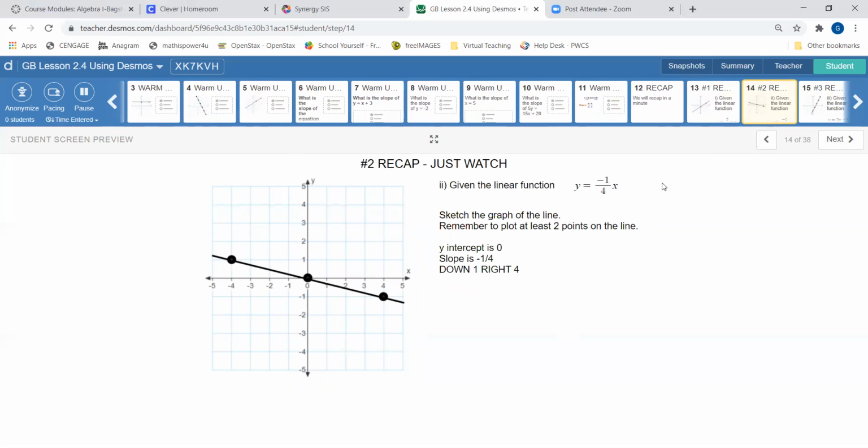Notice there is nothing at the end here, so that actually means that we start from 0. And our slope is -1/4, which means we go down 1 and then across 4, and then you can join those points up.